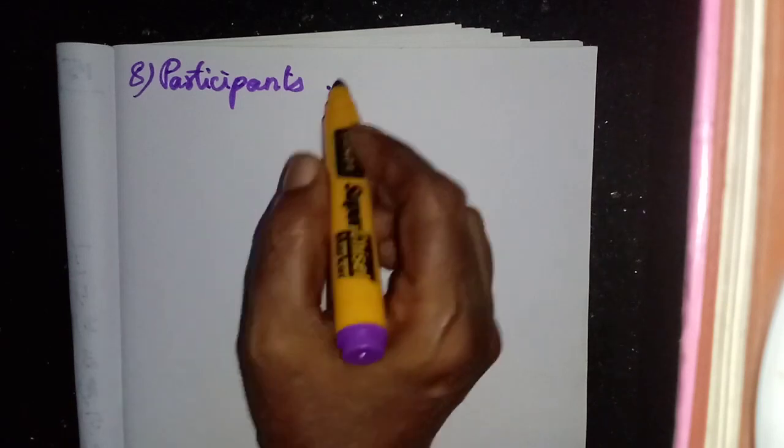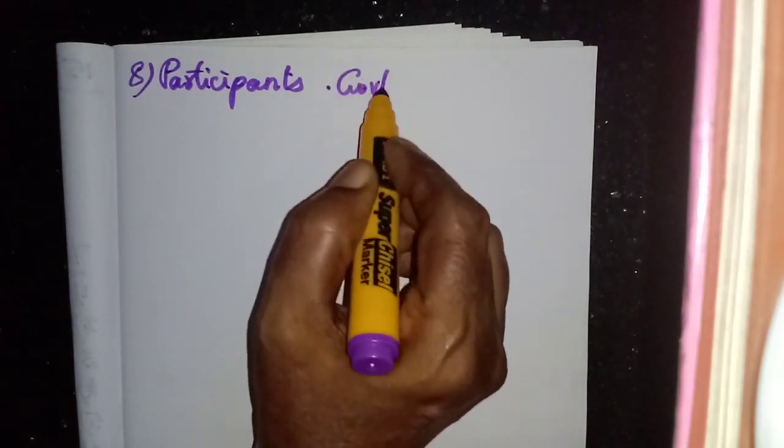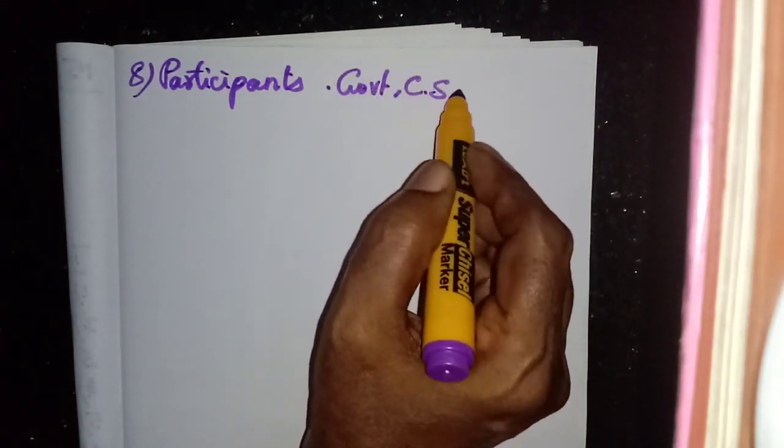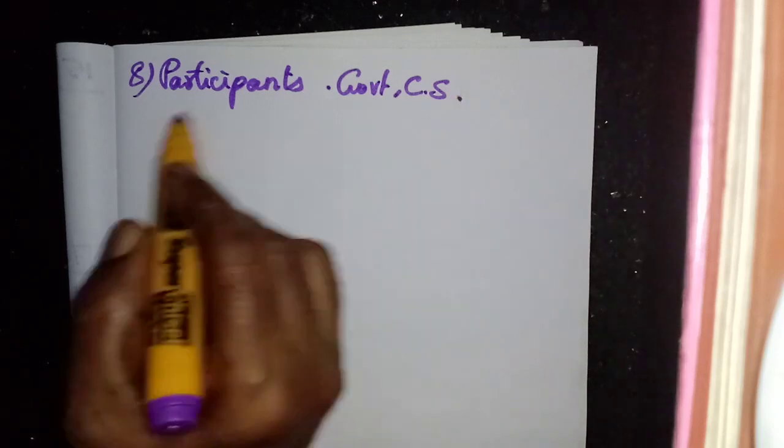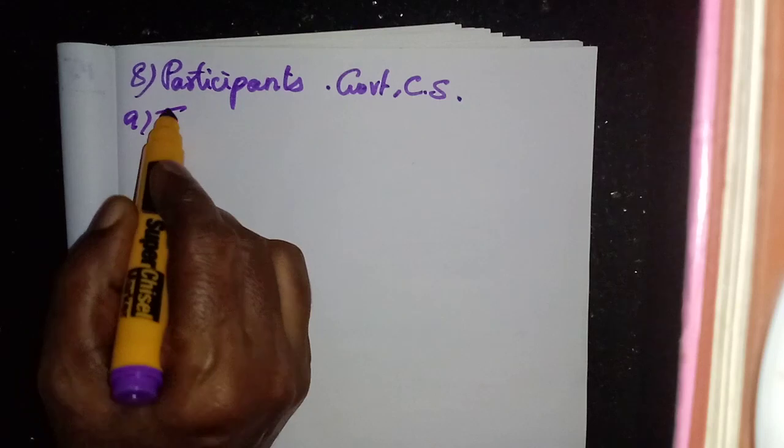Participants. Who are the participants? We have studied, isn't it? The government, maybe the central government and state government, they are the participants. Then trading.